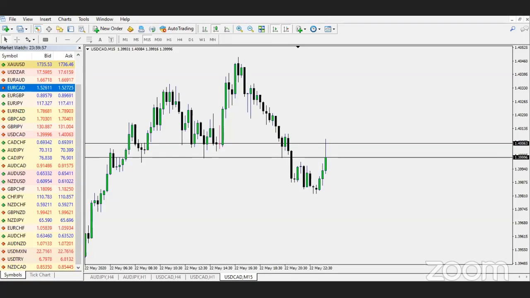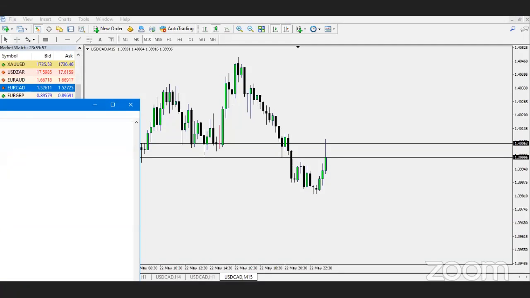I personally, like I said, use a 30 pip stop loss on my own trades. And just so you're all aware, I personally also look for about 5 or so confirmations or reasons to take a trade. So I'll just show you here quickly some of them that we've covered.